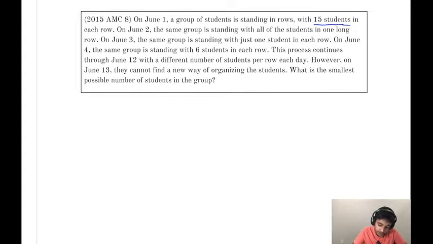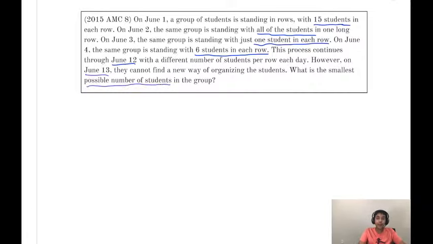On June 2, the same group is standing with all the students in one long row. On June 3, it's just standing with one student in each row. And on June 4th, the same group is standing with 6 students in each row. This process continues through June 12th, with a different number of students in each row per day. However, on June 13th, they cannot find a new way of organizing the students. What's the smallest possible number of students in the group?